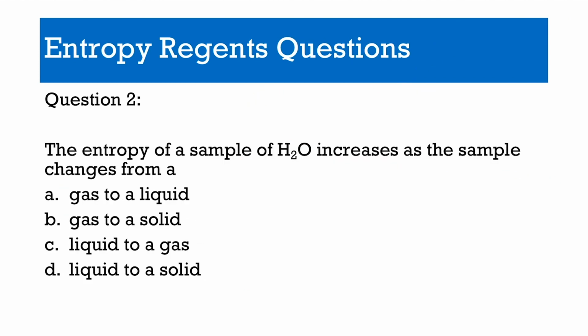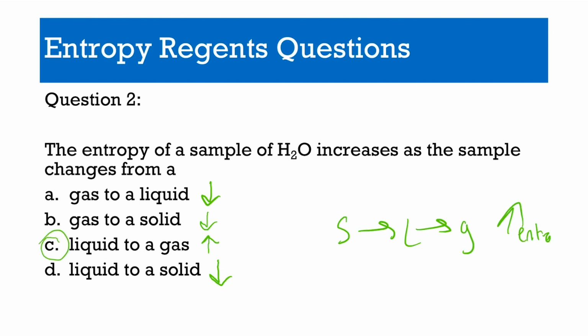Number 2 says the entropy of a sample of water increases as the sample changes from. So we talked about going from a solid to a liquid to a gas, you're increasing that entropy. So if we're going from a gas to a liquid, your randomness is decreasing. If you're going from a gas to a solid, again, you're getting more organized, that entropy decreases. If we jump down to choice D, liquid to a solid, again, you're getting more organized, so your entropy is decreasing. But if we look at C, liquid to a gas, you get more and more unorganized, and that is why C is your answer.